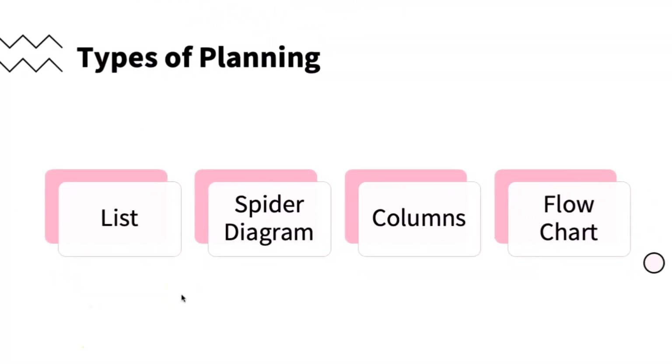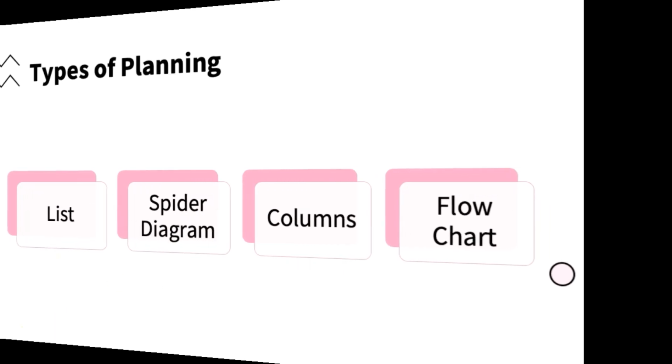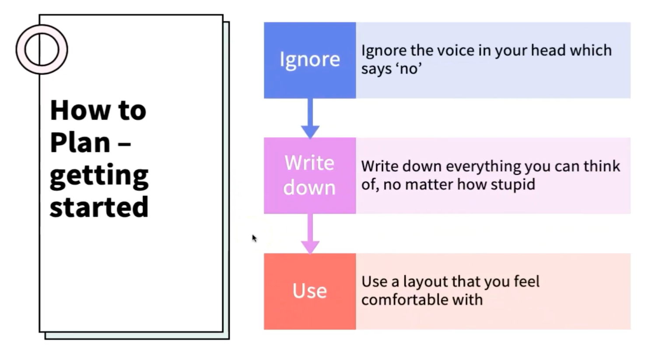I encourage you to experiment with different forms of planning under timed conditions, and you'll find one that just fits the way your brain works. In this video, I'm going to use a list, although when I'm writing on paper instead of typing, I use a spider diagram. There is some really important advice about starting your plan.